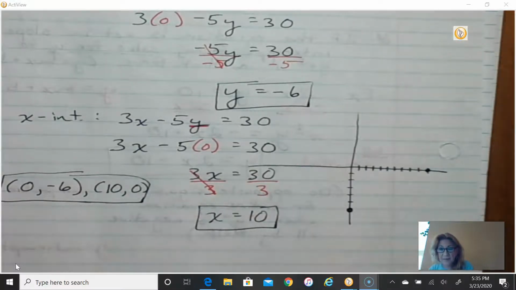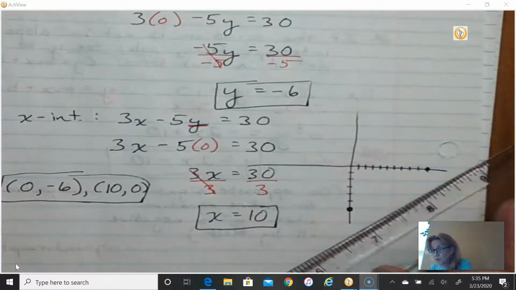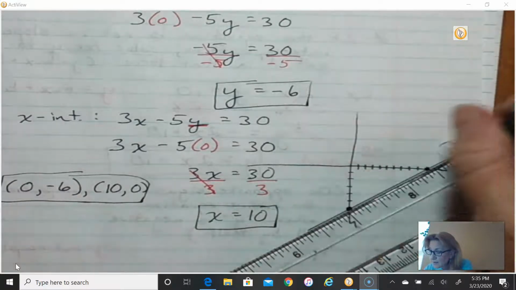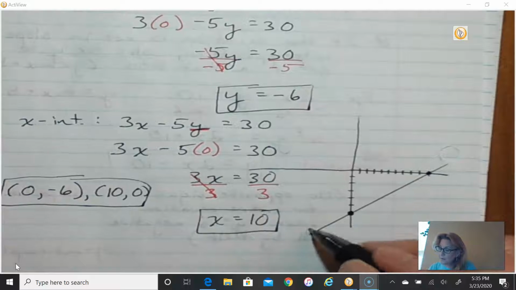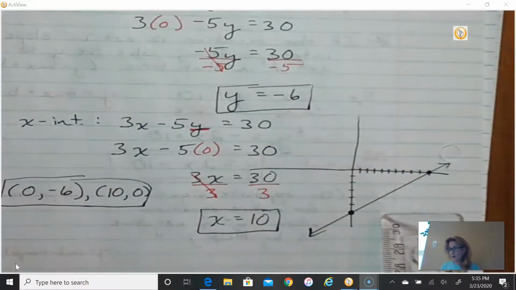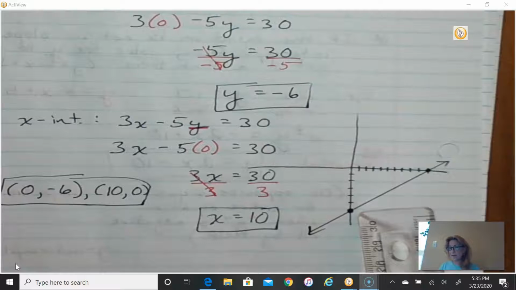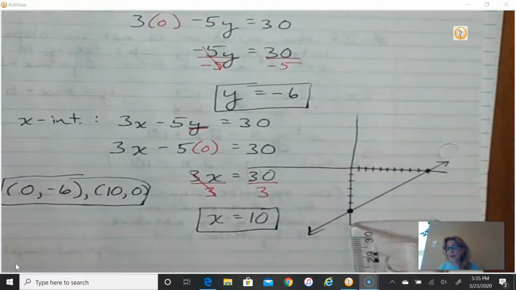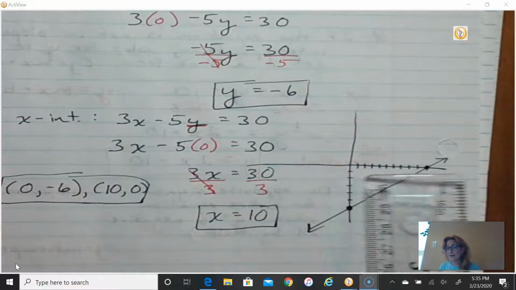And you don't have to do this. It did not tell you to graph it. I'm just showing you what we're doing, like a visual. So if you connect your dots, there's your line. And there's your y-intercept and your x-intercept. That's where the line crosses the y-axis and the x-axis.